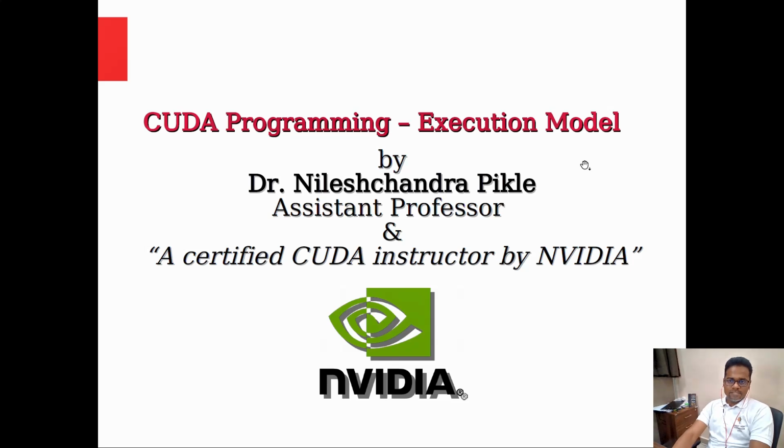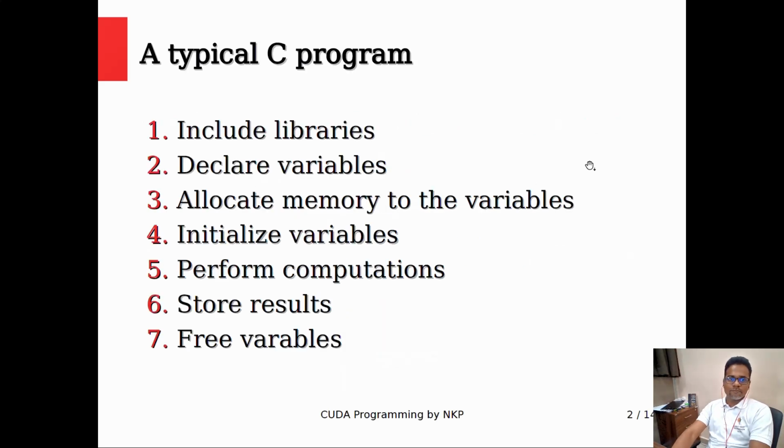To understand that, first let's try to understand what steps we follow when we write a typical C program. First we include some libraries like stdio.h or stdlib.h, or math.h to use some mathematics functionalities. Then we declare some variables and allocate memory to the variables to store the data. Once memory allocation is over, we initialize those variables. In the program itself we can initialize the data, or sometimes we can fetch the data from the hard disk.